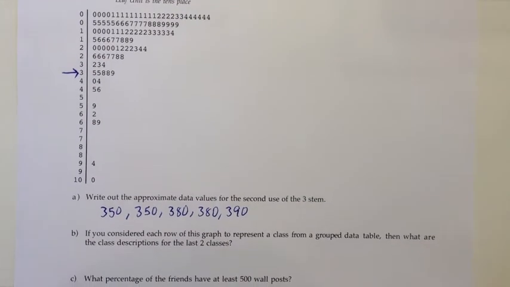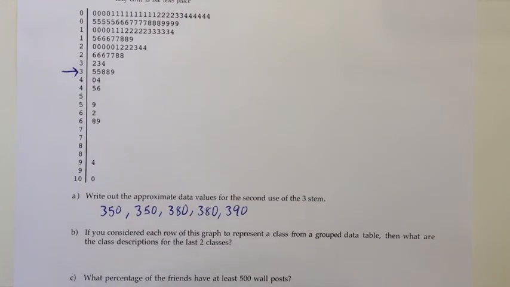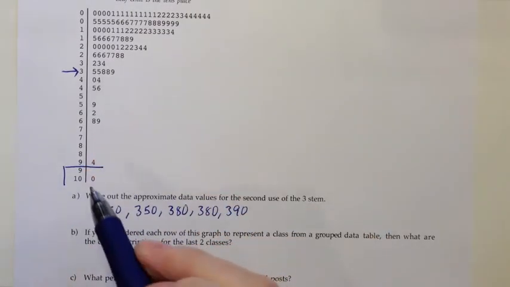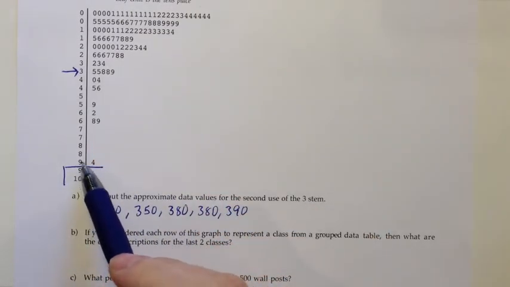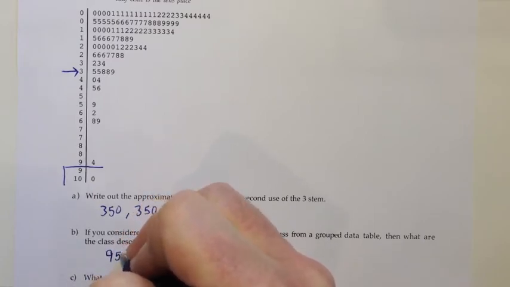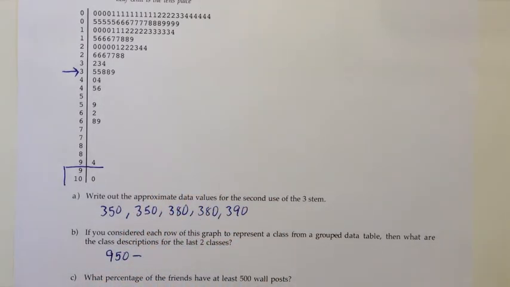And then if you considered each row of this graph to represent a class from a group data table, then what are the class descriptions for the last 2 classes? So here's our last 2 classes right here. And this would be the 900s, but it's split into 2. So the lower class would be the lower 900s, this would be the upper 900s. So the upper 900s would go from 950 through less than 1,000 or through 999.